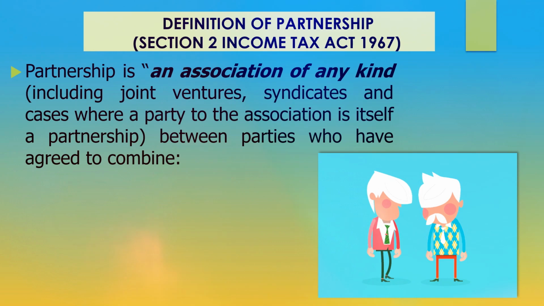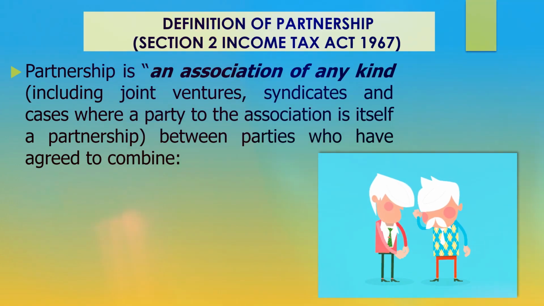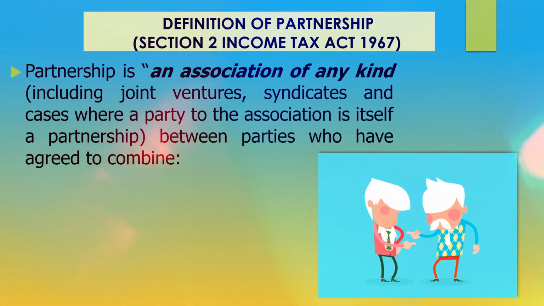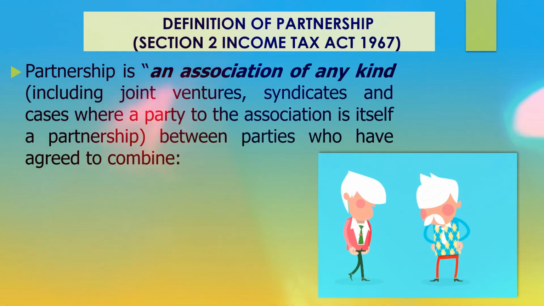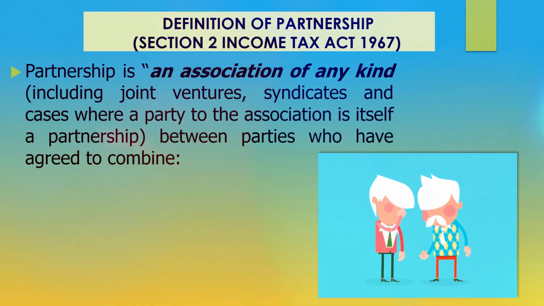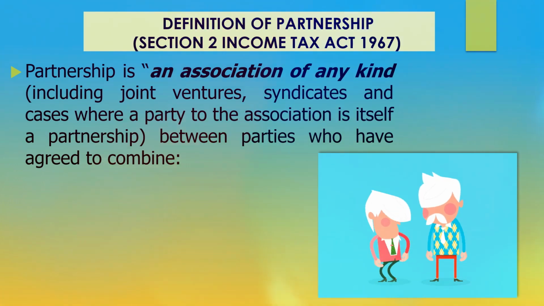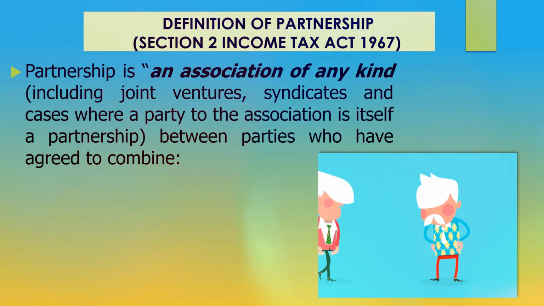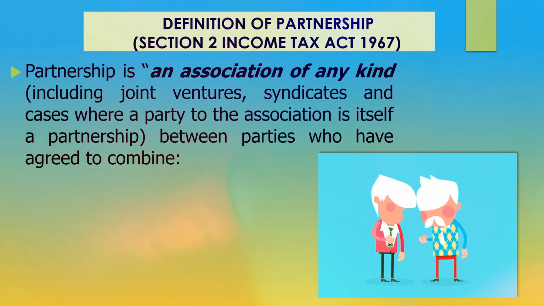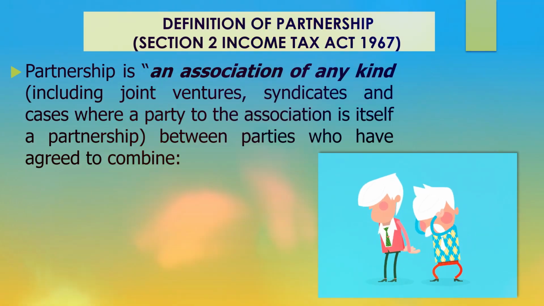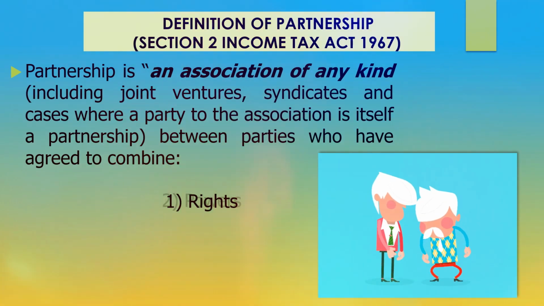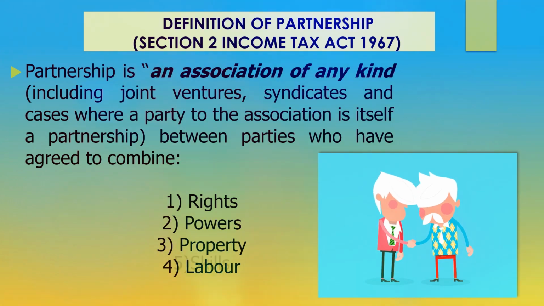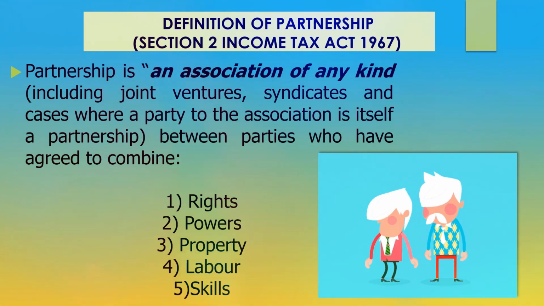Alright, so this is the definition of partnership under Section 2 Income Tax Act 1967. It is said that a partnership is an association of any kind, including joint ventures, syndicate and cases, where a party to the association is itself a partnership between parties who have agreed to combine their rights, their powers, their property, their labor, and their skills.